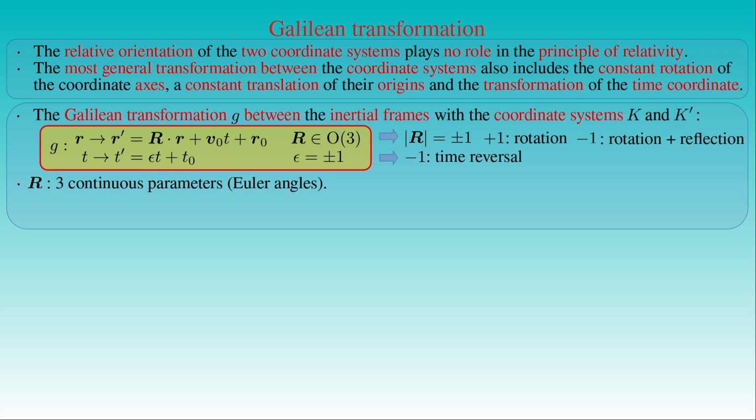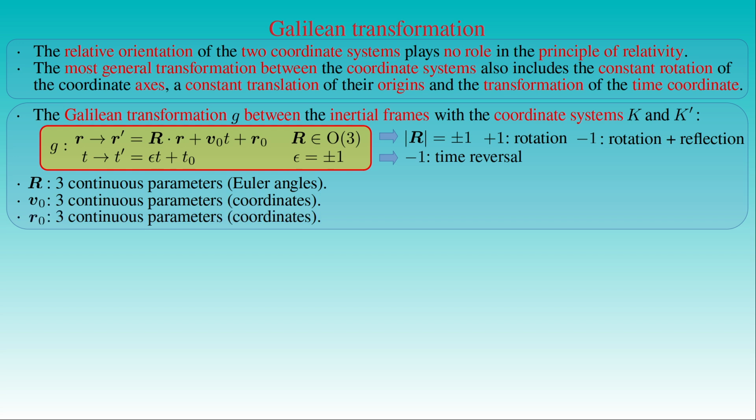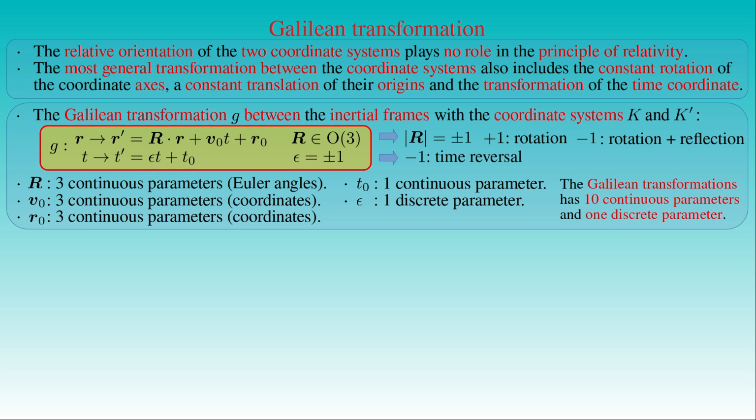Since every proper rotation in three-dimensional space is determined by 3 independent parameters, for example the Euler angles, it contributes 3 continuous parameters. The velocity vector v0 specifies the constant translational velocity of one frame relative to the other, and contributes 3 additional continuous parameters through its Cartesian components. The translation vector r0, which determines the relative position of the origins of the two coordinate systems, contributes a further 3 continuous parameters. The time translation t0, representing the difference between the origins of time in the two frames, contributes 1 continuous parameter. Finally, the parameter epsilon, describing the possible time reversal, is a discrete parameter. Consequently, the Galilean transformation is characterized by 10 continuous parameters and 1 discrete parameter.